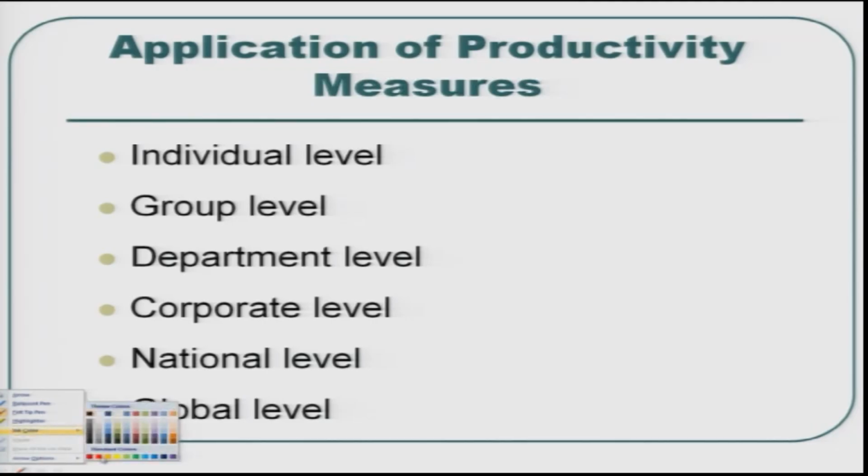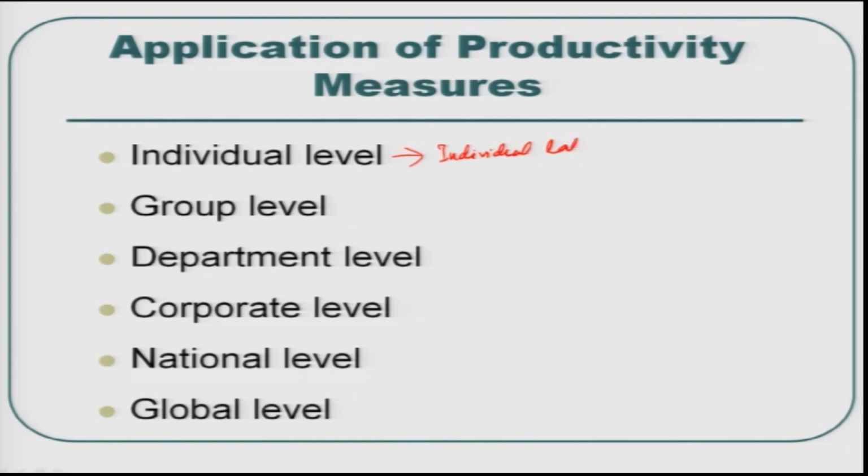Right. So now let's see at what levels productivity can be applied. Productivity can be applied at different levels. Okay. It can be applied at an individual level. Applied at an individual level means we can talk about an individual labor, okay, an individual machine.